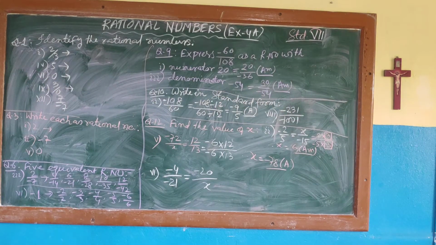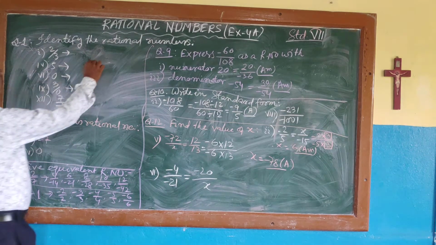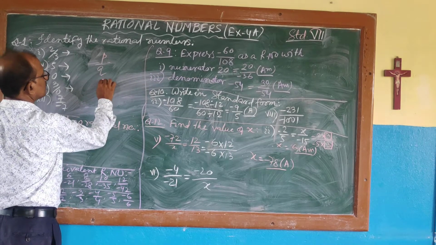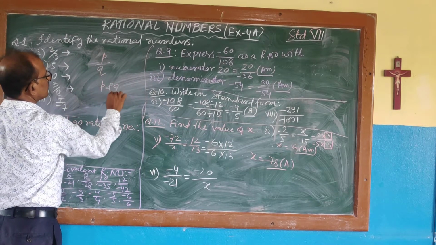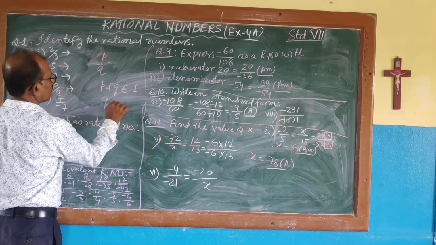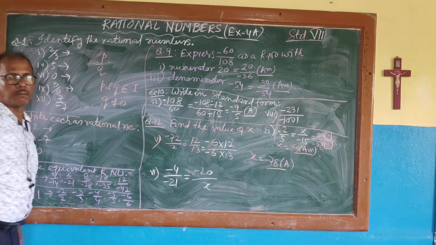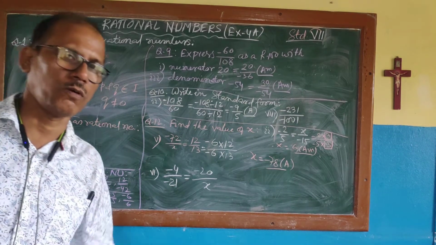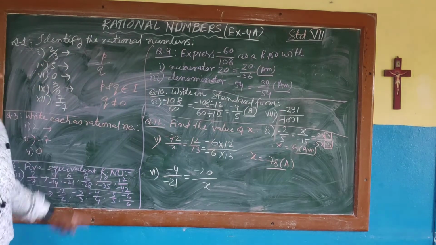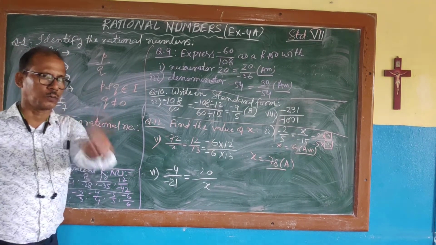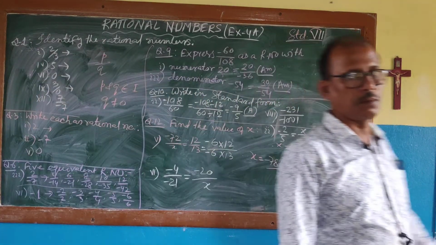Question number 1: identify the rational number. A rational number, you all know, is p by q, where p and q both belong to integers and q is not equal to 0. Any number which can be formed in the form of p by q, where p and q are both integers but the denominator is not 0, is called a rational number.